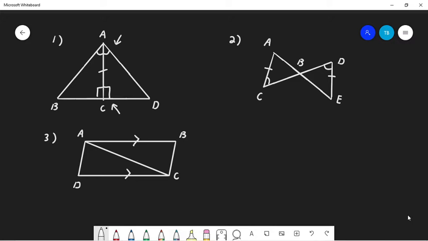So we actually can establish triangle congruence here by the angle side angle postulate. Thus, our answer for number one would be triangle ABC is congruent to triangle ADC by the angle side angle postulate. Okay, how about number two?